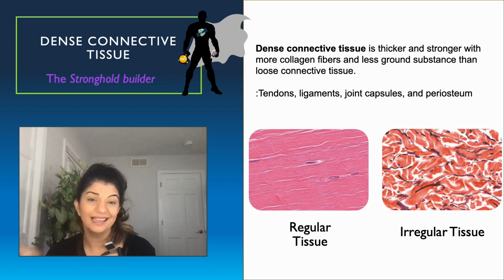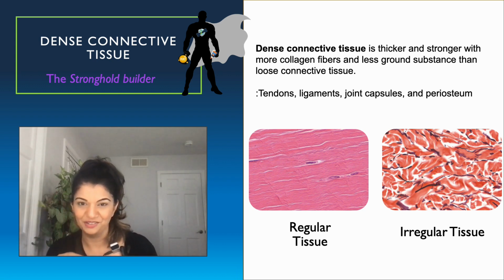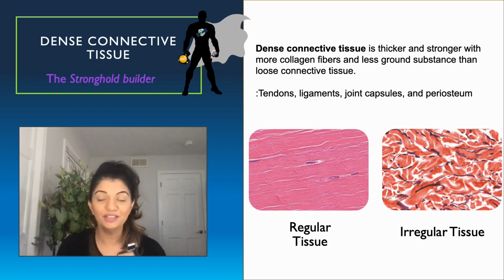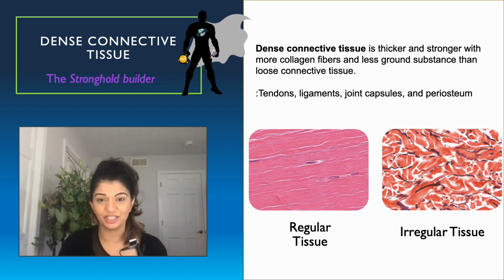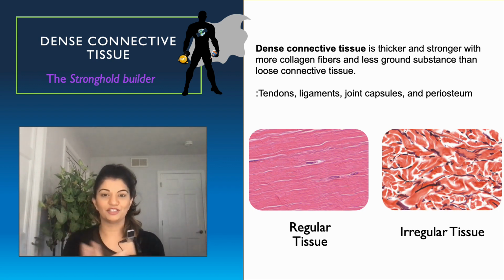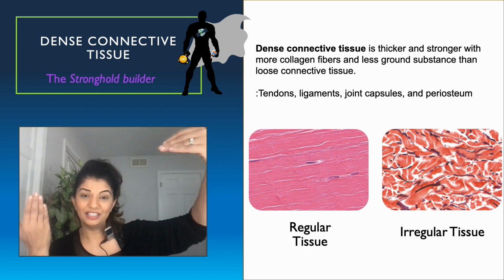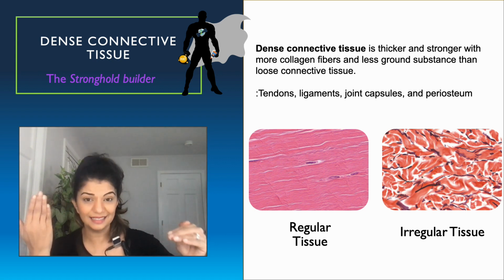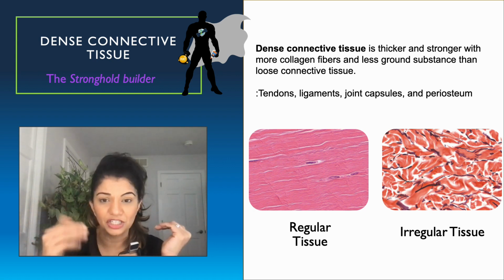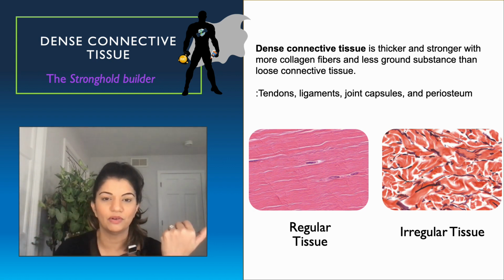Now, within dense regular, we've got dense regular elastic tissue. So you've probably figured that out. You're just adding some elastin fibers there alongside the collagen, which allows it to be stretchier and it can return to its original shape. So what I think of is dense regular tissue is going to be like your rope. Dense regular elastic tissue is going to be like a bungee cord, right? You can stretch it, but then it goes back and it's still very strong.